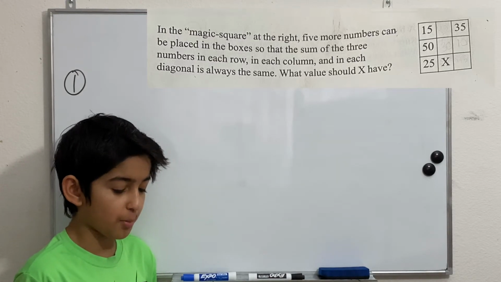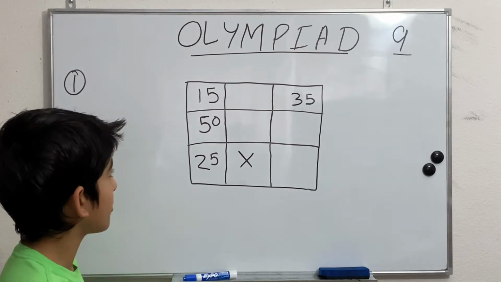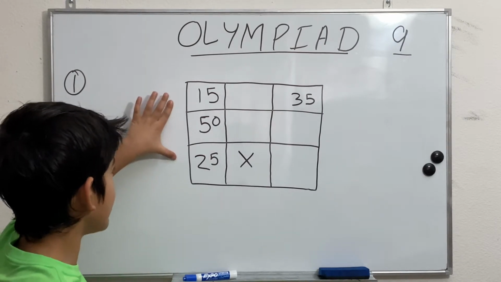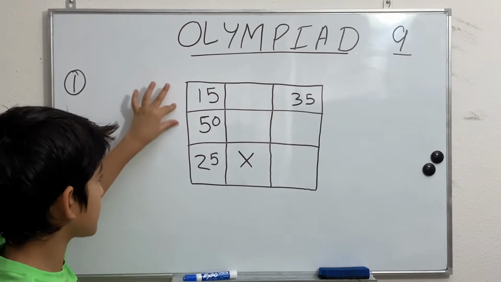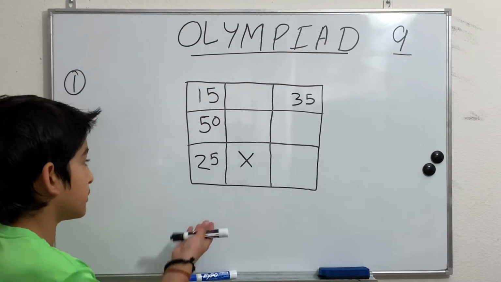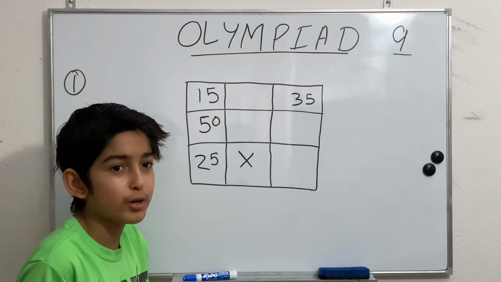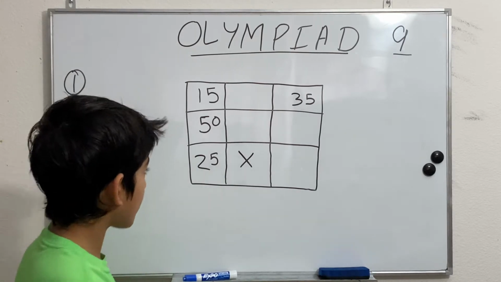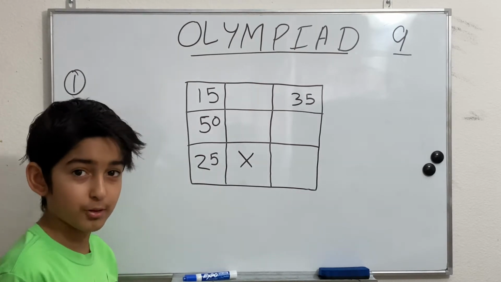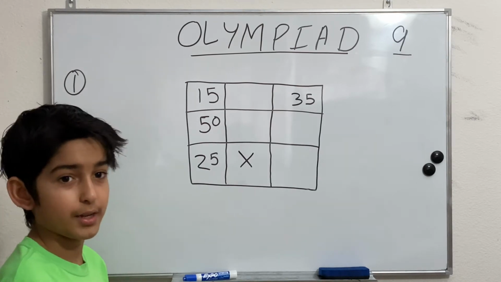So first, let's just draw the magic square. And now we notice here, there's already 3 numbers in a row. So this is going to add up, and we have to find out what should add up. So 25 plus 15 is equal to 40, and 40 plus 50 is equal to 90. So that means in every row, column, or diagonal, it has to be equal to 90.